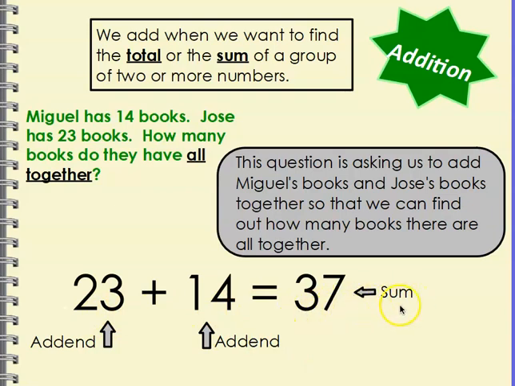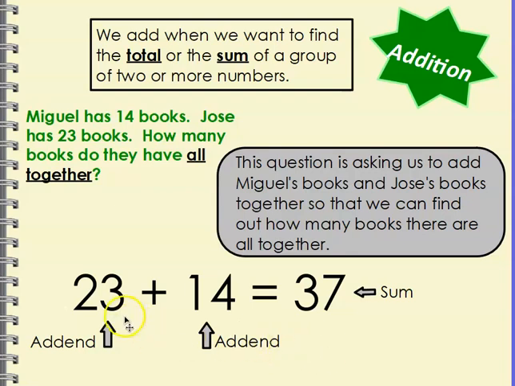So remember, boys and girls, the sum, S-U-M, is the answer to an addition problem. So you'll notice that we wrote this problem as a number sentence or as an equation. It's an equation because that's that equal sign right there. So there are other ways for us to also solve and find the answer to this problem.